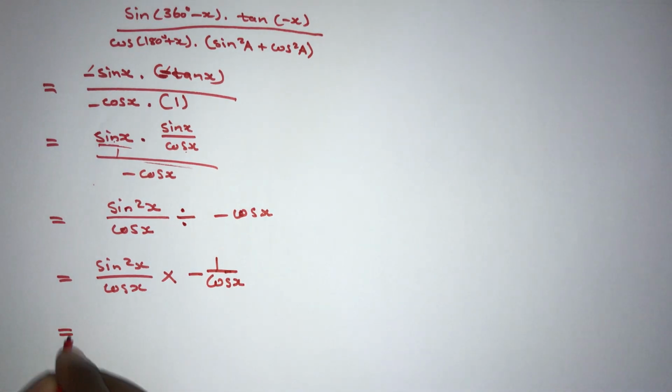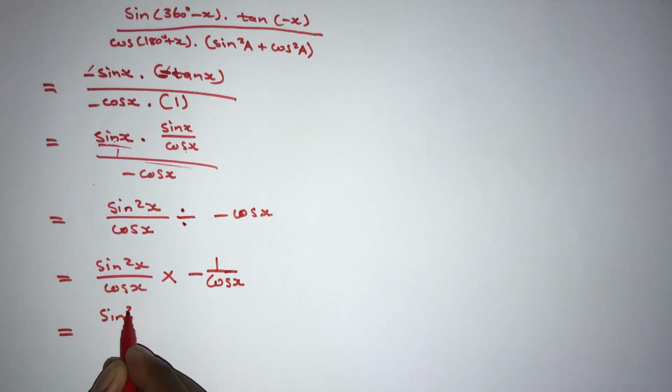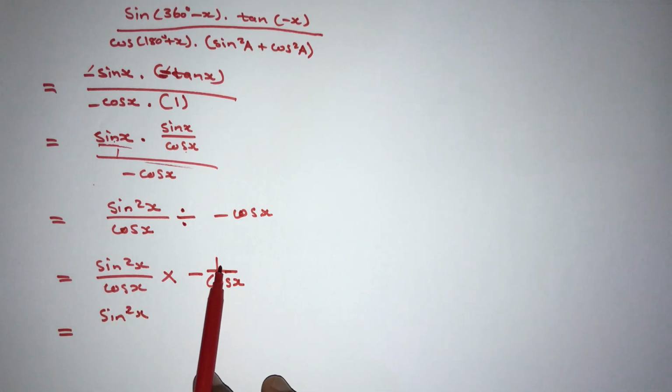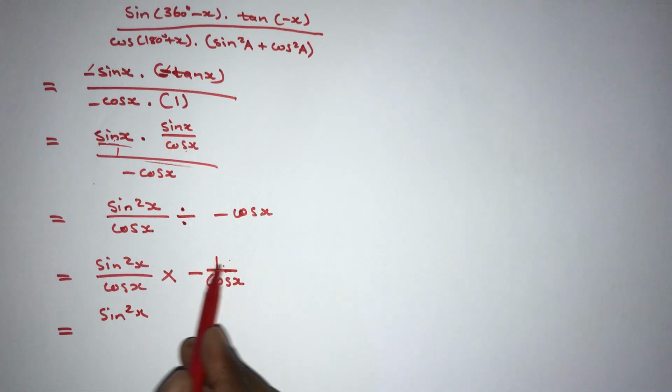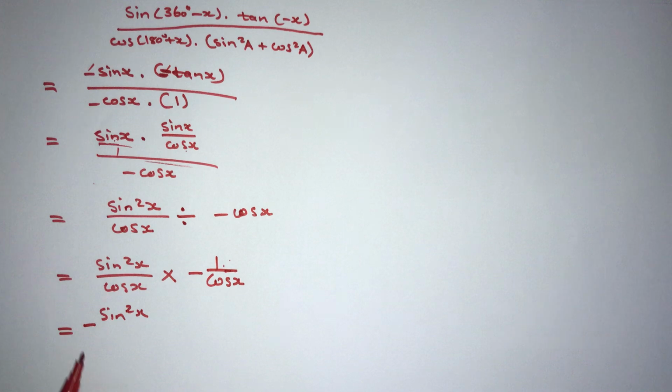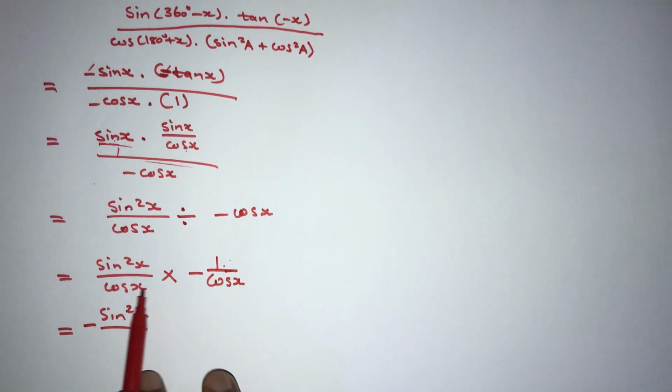So now sine, we're just copying, squared x. This is sine times 1. Sine times negative 1. Let's say it's negative sine squared x over cos times cos. This one's going to give us cos squared x.